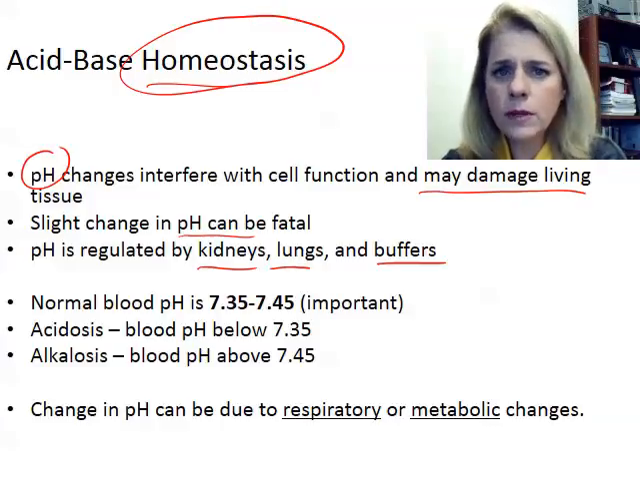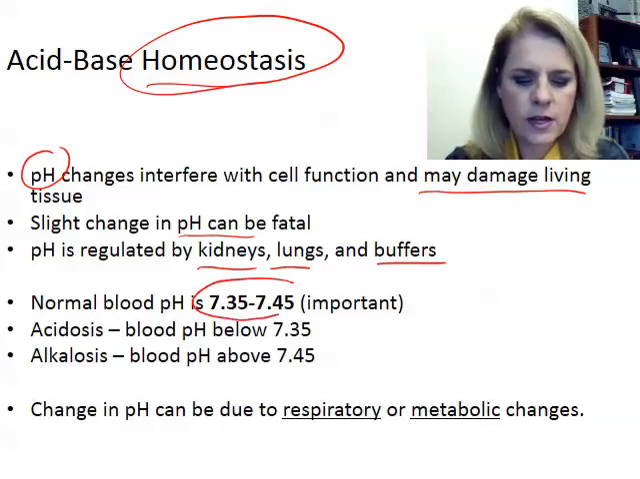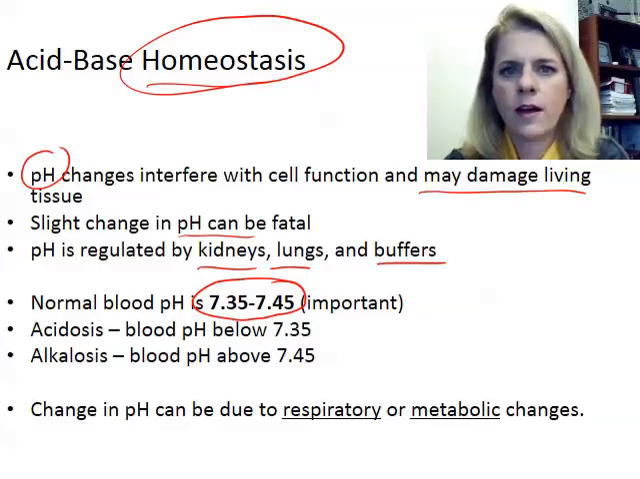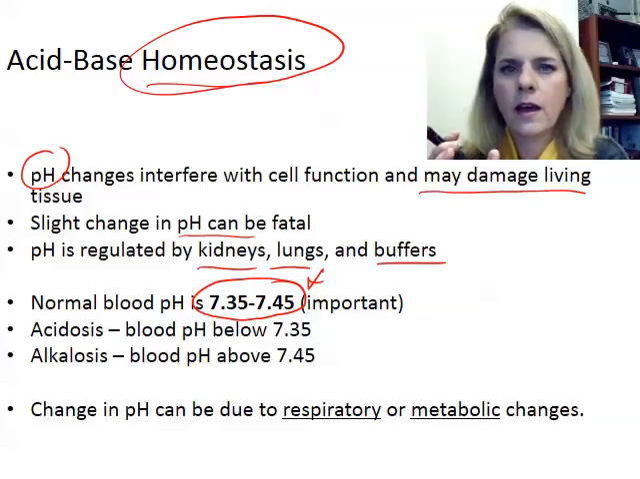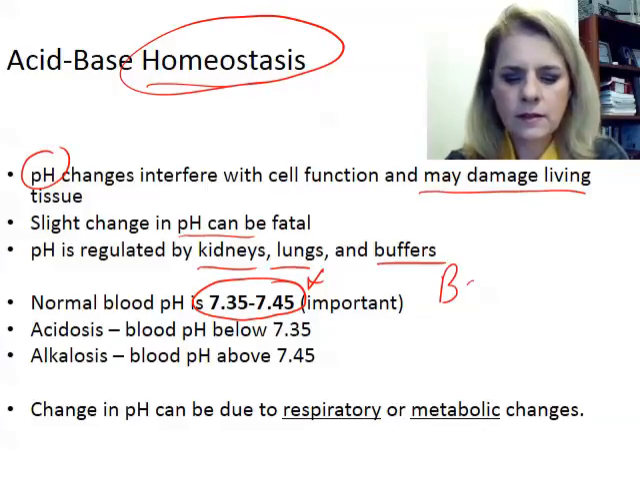So your normal blood pH should stay in the range of 7.35 to 7.45. Now, I rarely ask you to just memorize a number, but I do want you to know this. Okay, so blood pH should be 7.35 to 7.45. That's the range where everything's okay. And that is slightly basic. So blood, again, is slightly basic.